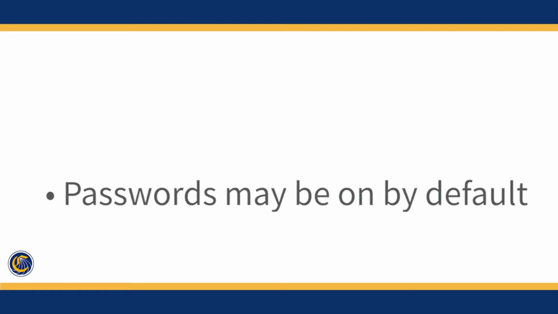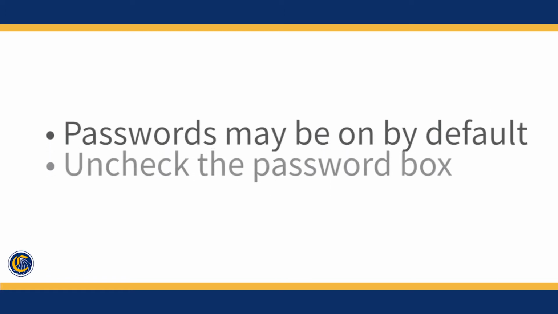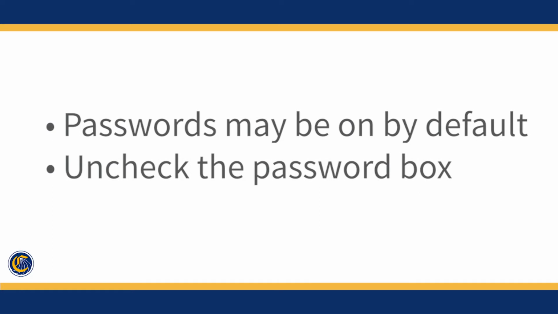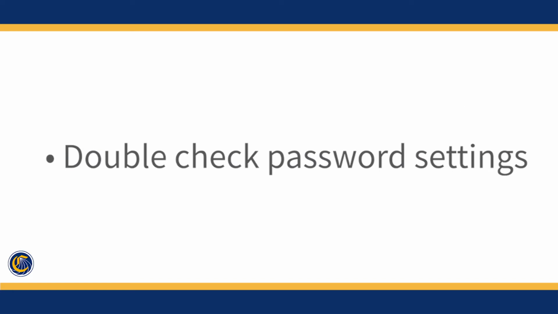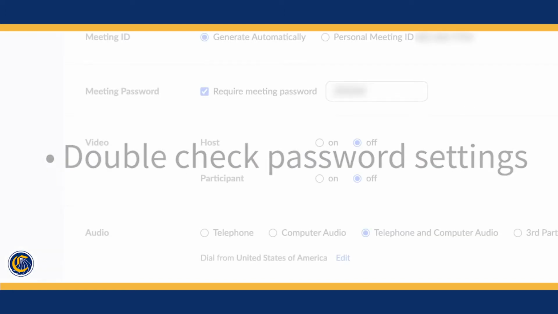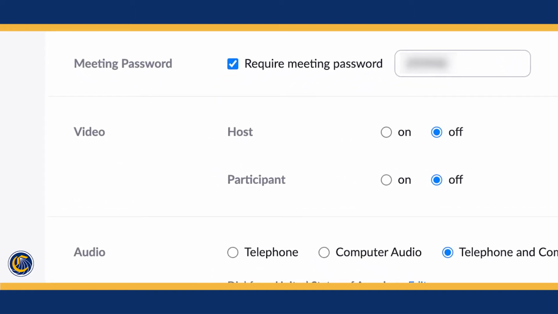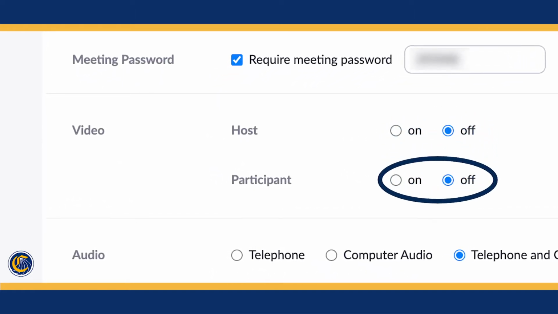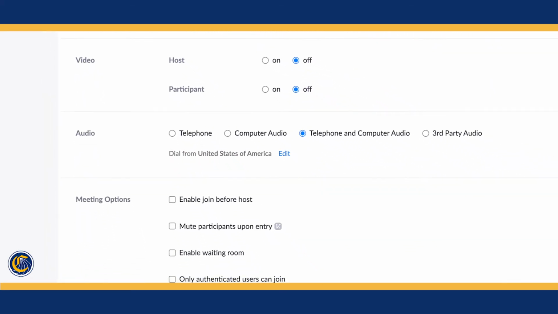Also note that meeting passwords may be required by default, and that you might need to uncheck the box to have a meeting that is not password protected. It is a good idea to double check this setting to make sure it's what you want. The video options determine whether video will be on by default for either you or your participants when you open the meeting. Audio options are for which audio setting you would like to use to start the meeting.